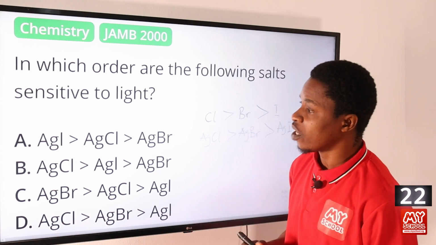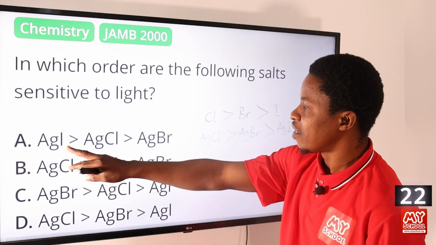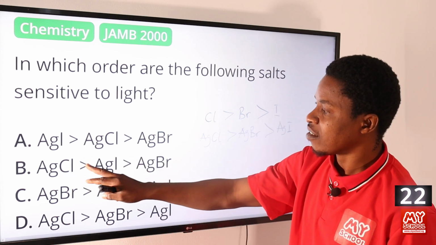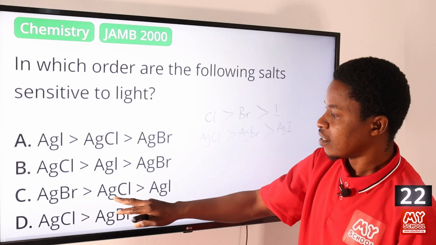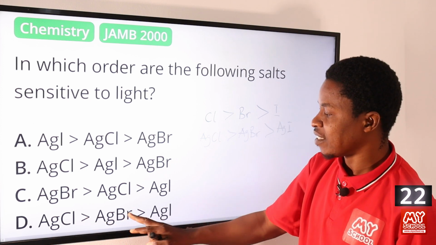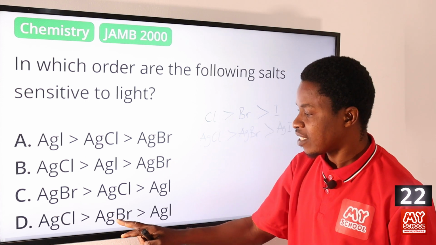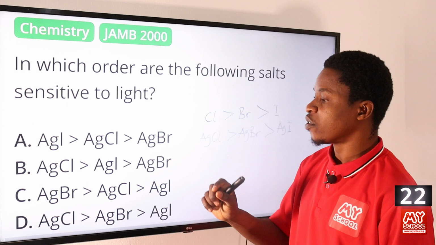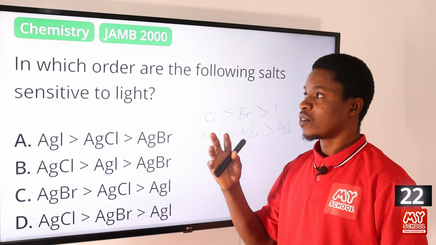So let's look at the options. We have silver chloride, iodide to chlorine. No, this is a decreasing order. We have silver chloride is greater than iodide. No, this is not it. Silver bromide, silver chloride. No. Silver chloride greater than silver bromide and greater than silver iodide. Yes, this is more sensitive to light than this, and this is more sensitive than this. So option D is the correct answer to this question.